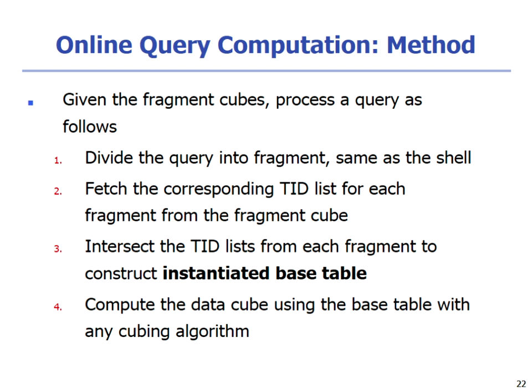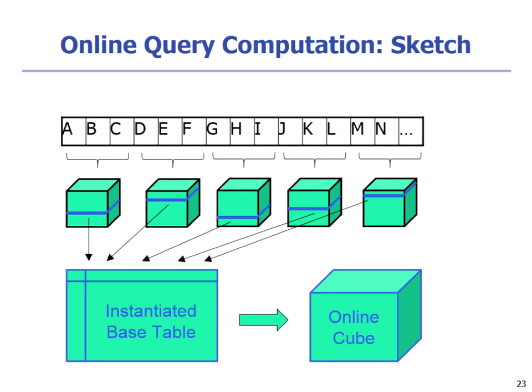So there are 4 steps to make online query computation. The first one, we divide the query into fragments, same as the shell. The second one, we fetch the corresponding TID list for each fragment. Then we intersect the TID lists from each fragment to construct the instantiated base table, and after that we compute the data cube using the base table with any cubing algorithm. So this is the schema of online query computation.